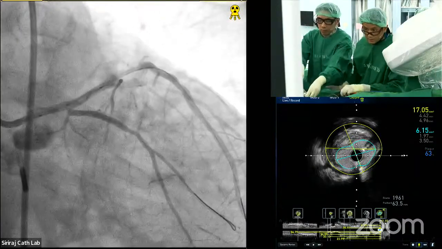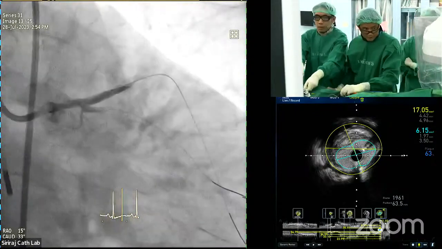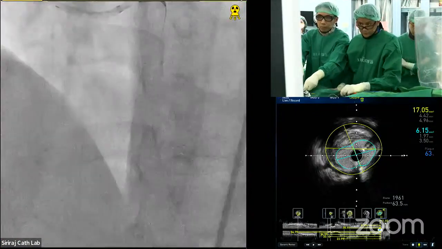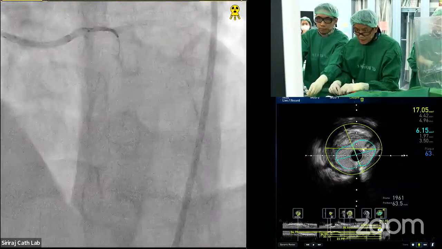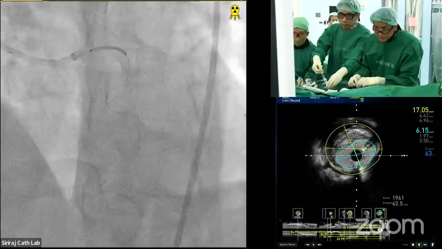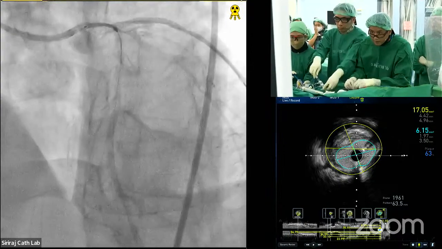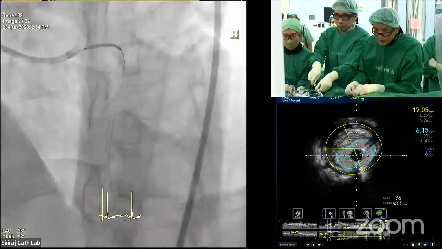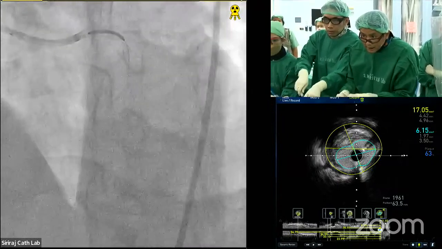Okay. So I like to confirm again on the platinum cover ostium in the LAO cranial. Sorry. Okay. So I need to pull back a little bit from this data. Check up. Okay, I think we covered the ostium here. So maybe a bit further back. I'm not sure. A little bit back.